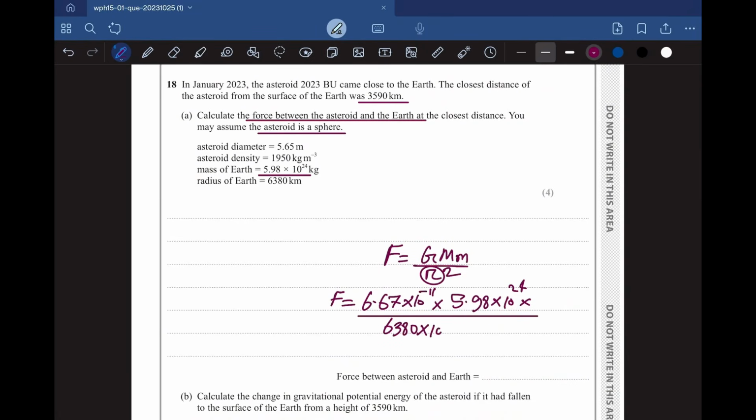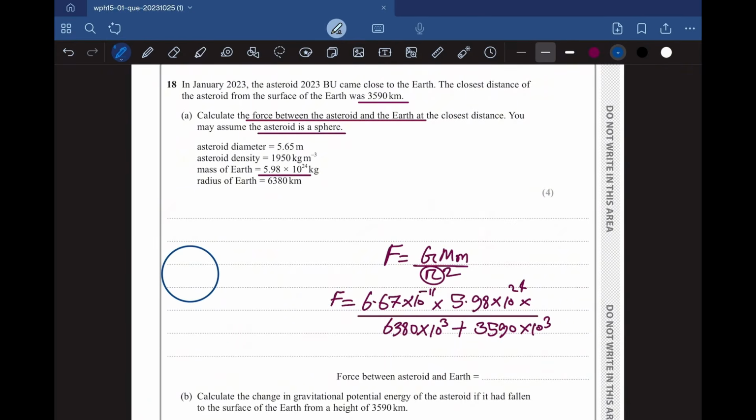6380 into 10 to the power 3, because we'll have to convert it into meters, plus this 3590 into 10 to the power 3. Now you guys might ask me, why did I add both of these? The reason behind adding both of them we have discussed previously, right? Still, I will show you guys, because this is a little bit tricky.